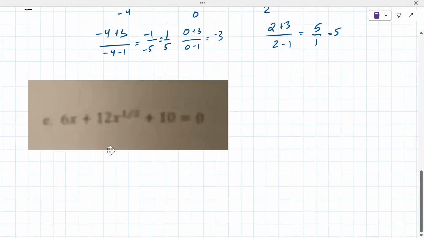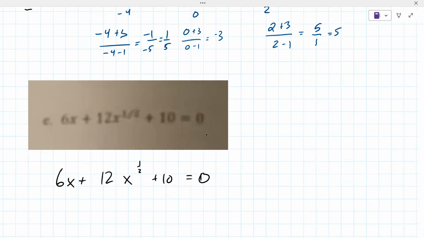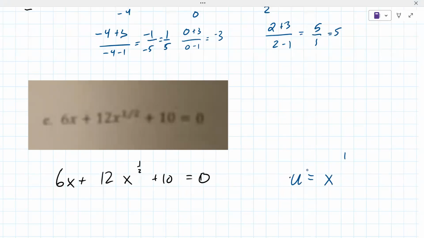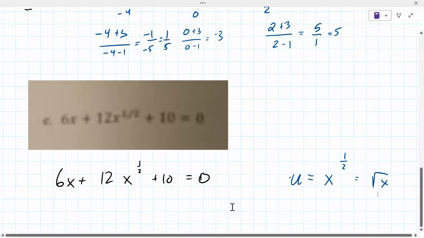Okay, so we have 6x plus 12 x to the 1/2 plus 10 equals 0. This is considered a substitution problem for factoring, solved by factoring. The most common substitution here is to make u equal to the middle, x to the 1/2, or square root of x, which is what that really is. So you're going to replace x to the 1/2 with u.